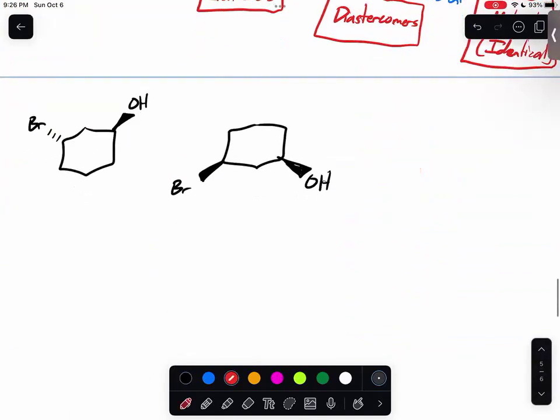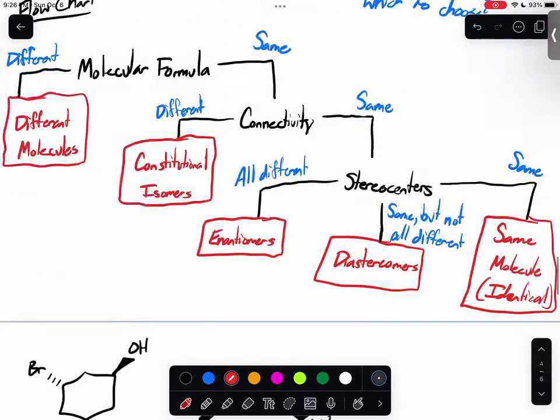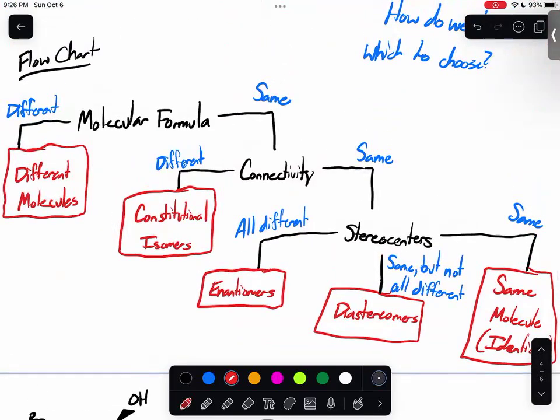If we look at the molecule on the left, its formula is C6H11OBr. Okay. If we look at the molecule on the right, it is C6H11OBr. So these have the same molecular formula, right? So we're going to the right of that molecular formula. We have to ask another question. Connectivity. Are these connected the same?